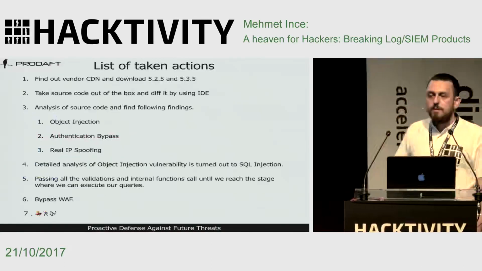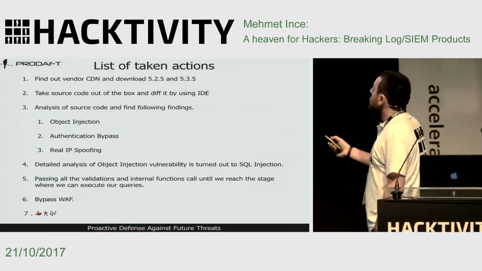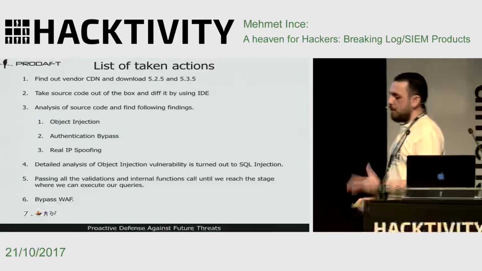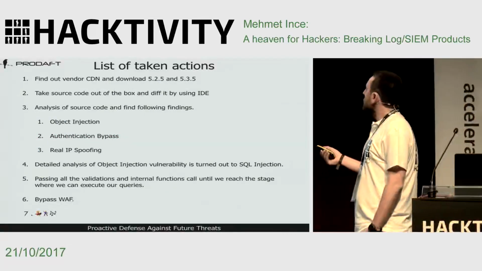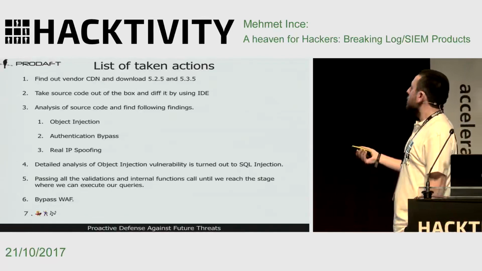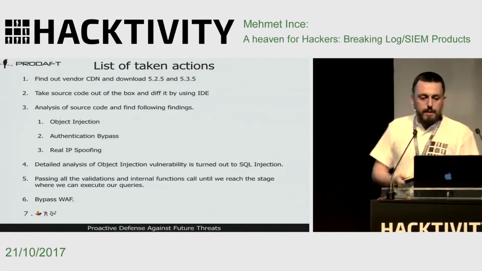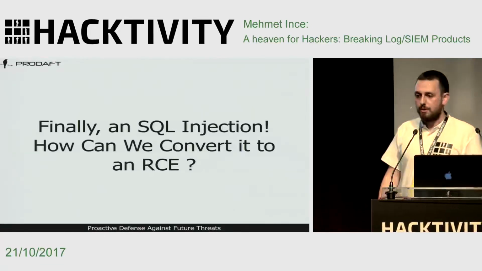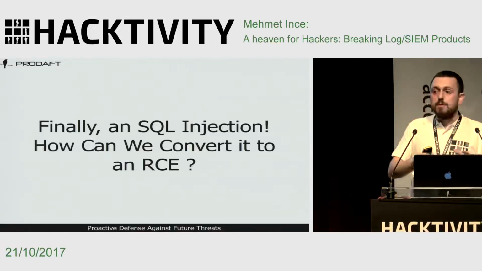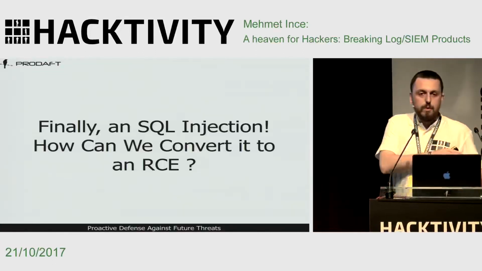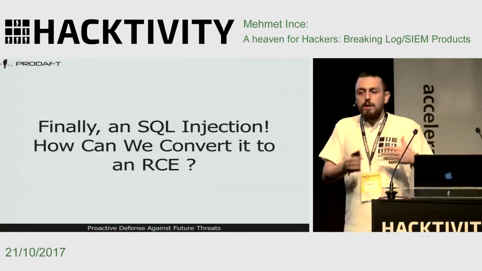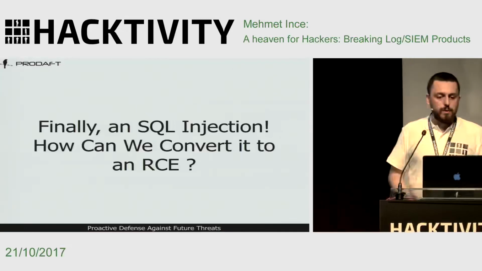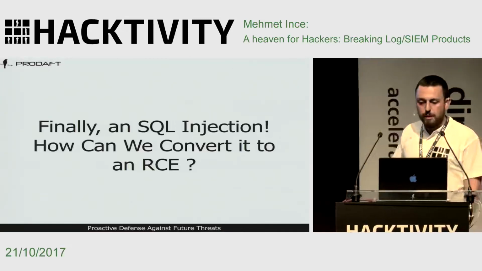Okay, here are the things that we've done so far. We found out the version, we took out the source code, performed source code analysis, and identified 3 different vulnerabilities. And then we realized there was a web application firewall, we managed to bypass it, and here we are. We have SQL injection. But how can we convert it to remote code execution? This is really, really important because this penetration test was a remote test from the external world, so we need to get root access to this machine so we can perform internal scanning and the other steps of the post-exploitation area.